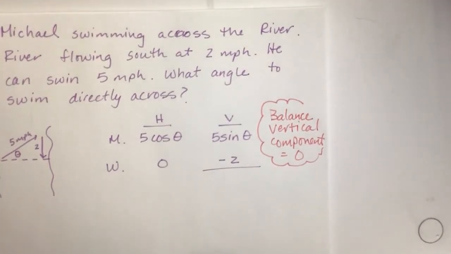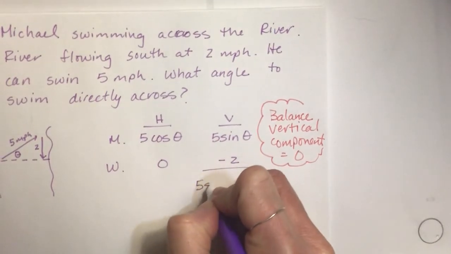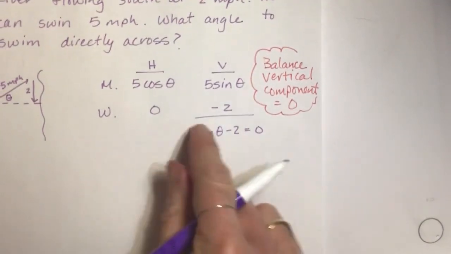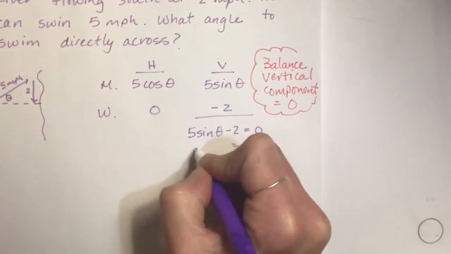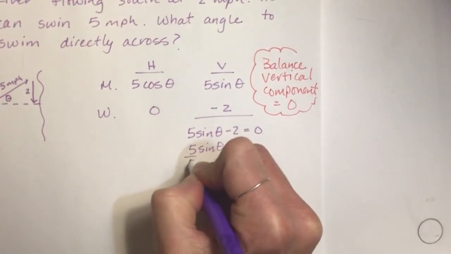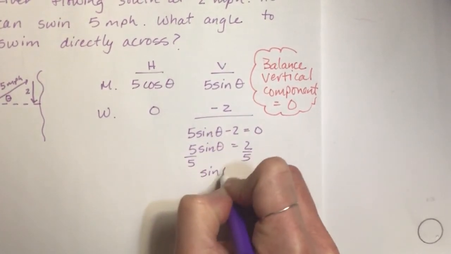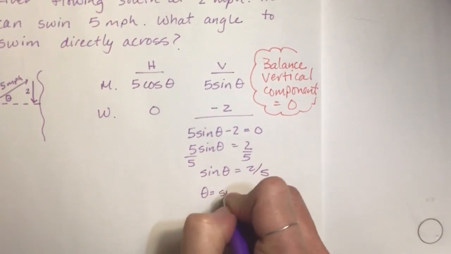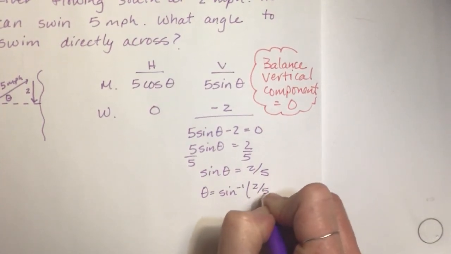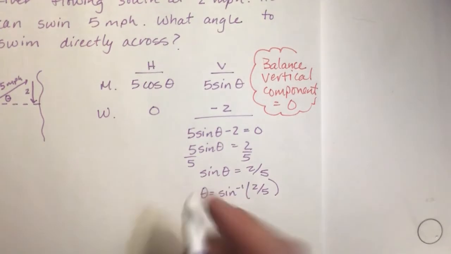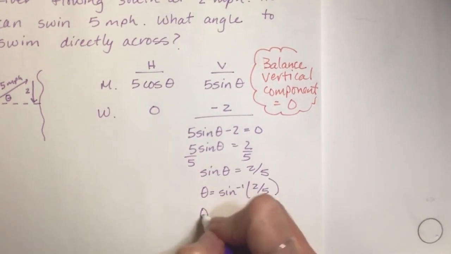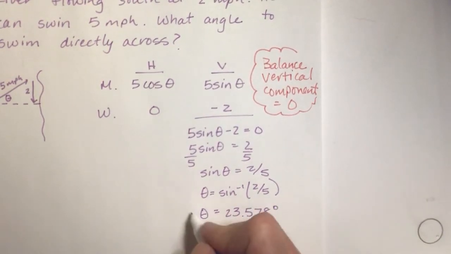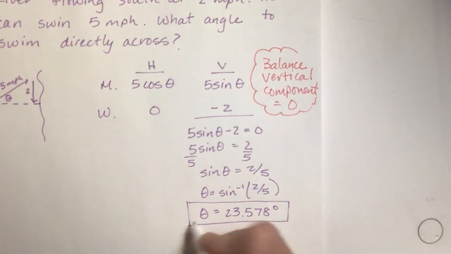Okay. All right, and so we'll just add these up. So 5 sine theta minus 2 has to equal 0. Then we solve. We add the 2 over, so we have 5 sine theta, and we divide by 5. So sine theta is equal to 2/5. And then to solve for theta, you guys remember, inverse. You're going to inverse sine 2/5, and when you do that, you get an answer on your calculator of 23.578 degrees. All right, thanks so much.